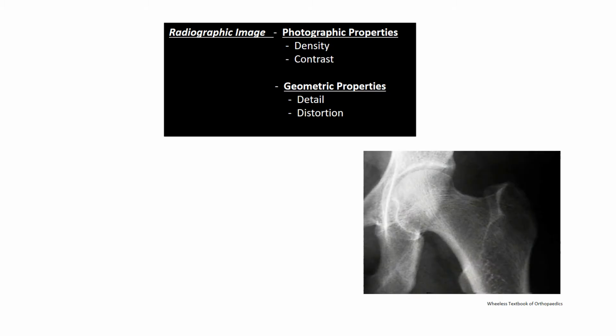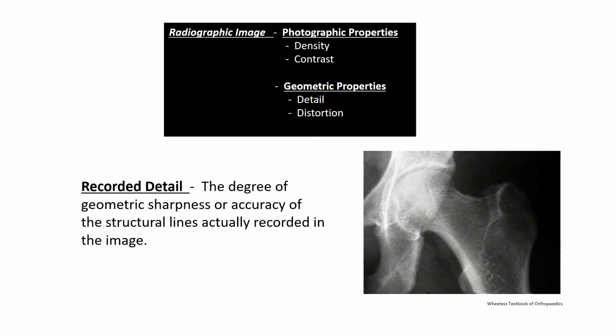As far as the radiographic image is concerned, remember that the radiographic image is comprised of what we call photographic properties, which are density and contrast, and two geometric properties that are detail and distortion. When we say recorded detail, we're talking about how much geometric sharpness or accuracy of the structural lines are actually recorded in the image.